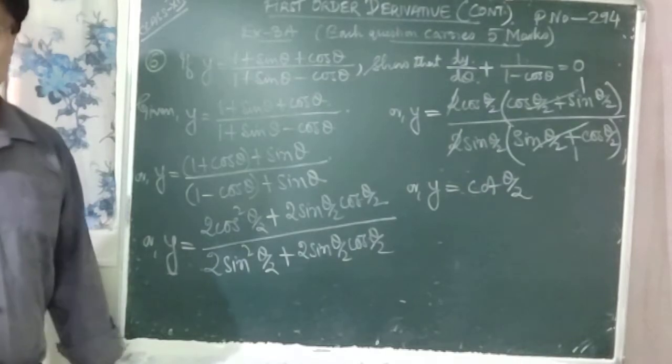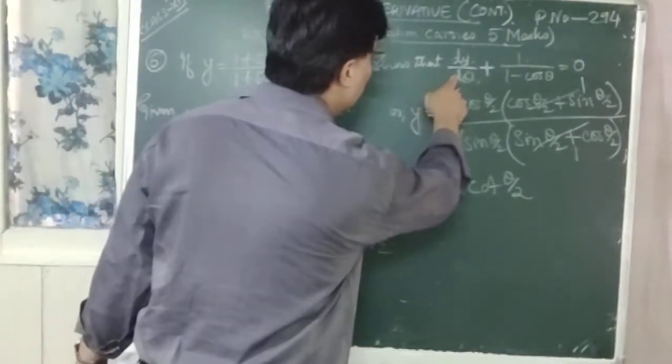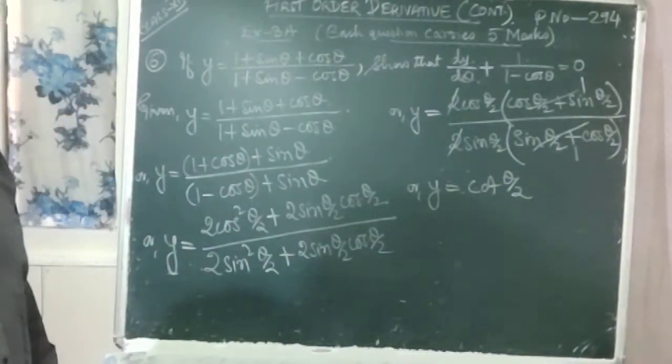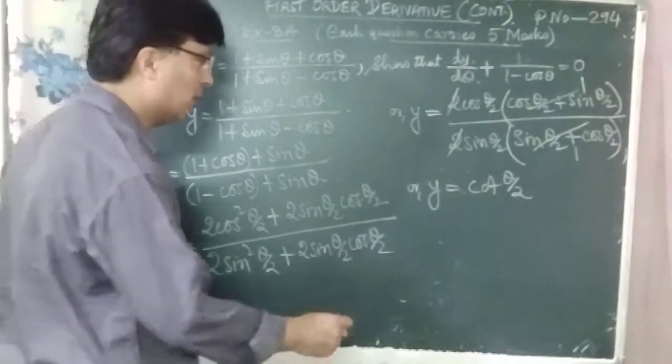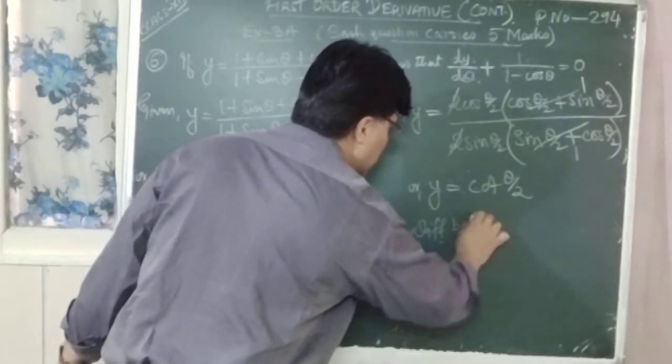So I think you have understood it. Now let us differentiate it with respect to theta. Now we have to prove dy by d theta plus 1 upon 1 minus cos theta is equal to 0. Okay. So write down differentiating both the sides.